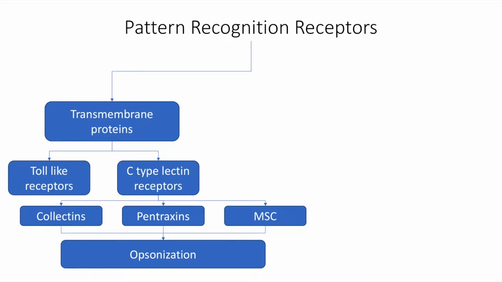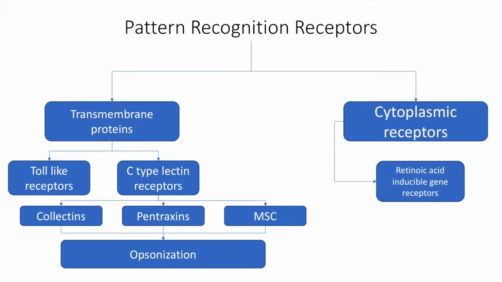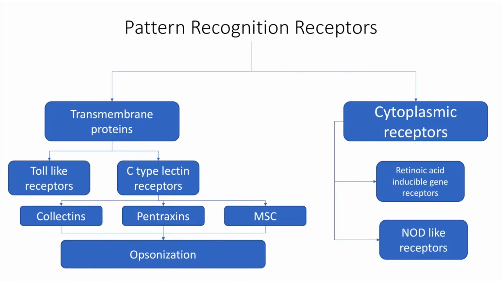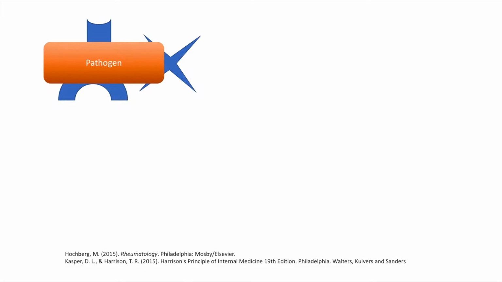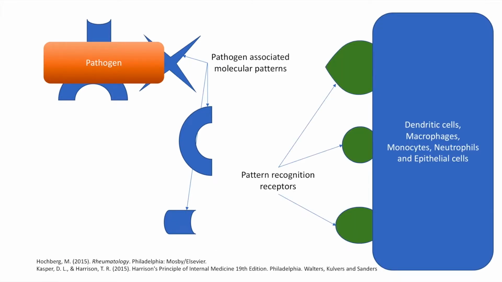The process of opsonization is the process of making antigens more tasty to the immune system by coating the antigen with proteins called opsonins. Pattern recognition receptors may also be cytoplasmic receptors, in which case they could be retinoic acid inducible gene receptors or NOD-like receptors. This is a pathogen, and these are the pathogen-associated molecular patterns or PAMPs. This is an immune cell with pattern recognition receptors.